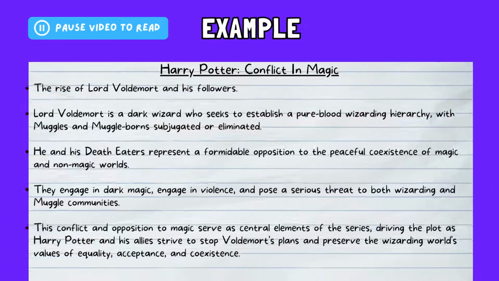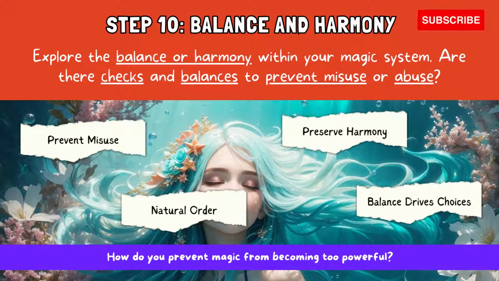Step 10. Explore the balance or harmony within your magic system. Are there checks and balances to prevent misuse or abuse? How does magic affect the natural order? Balance prevents any side from abusing magic and maintains interesting tension. It also creates ethical dilemmas for those tasked with preserving harmony. Use balance to drive challenging choices.